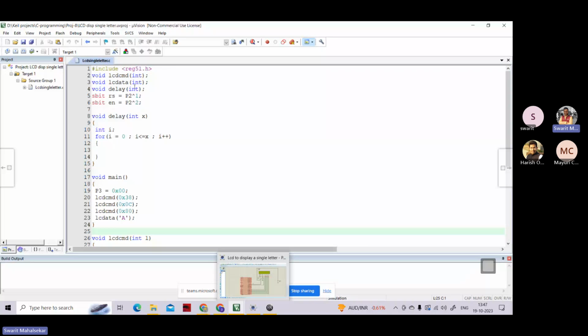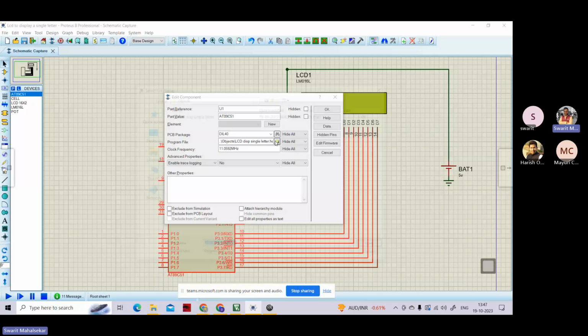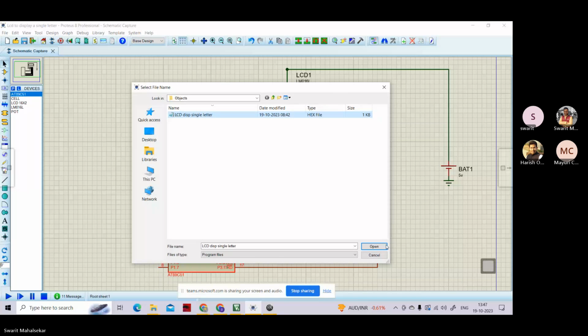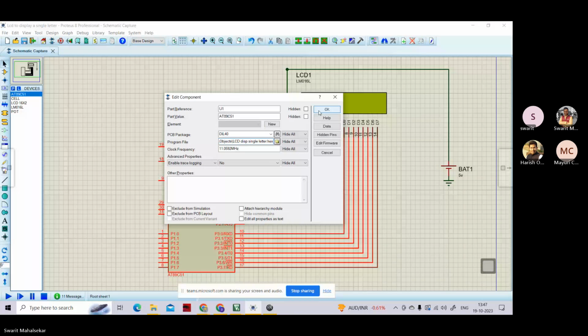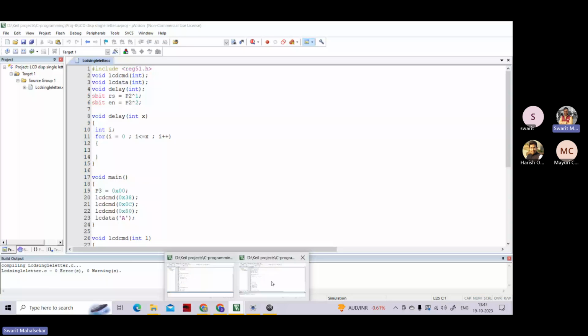Is this entire code clear to you all, guys? Now I'll build it in front of you and update the hex file over here. Let me run it, and you will get a single letter A over here. Now suppose I want to display another character, maybe B, C, D, F, G, any character. For that I will need to check the commands.